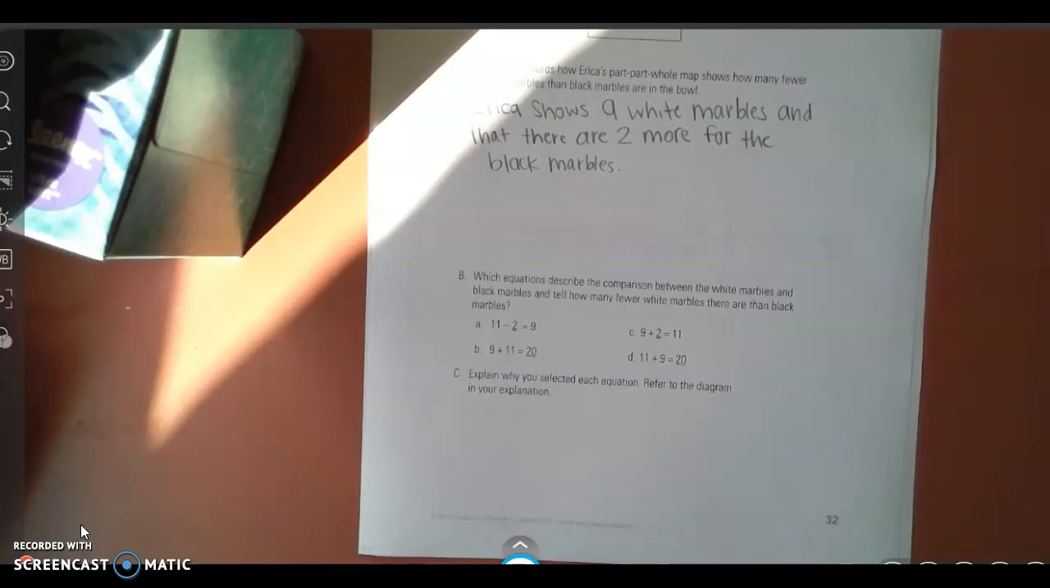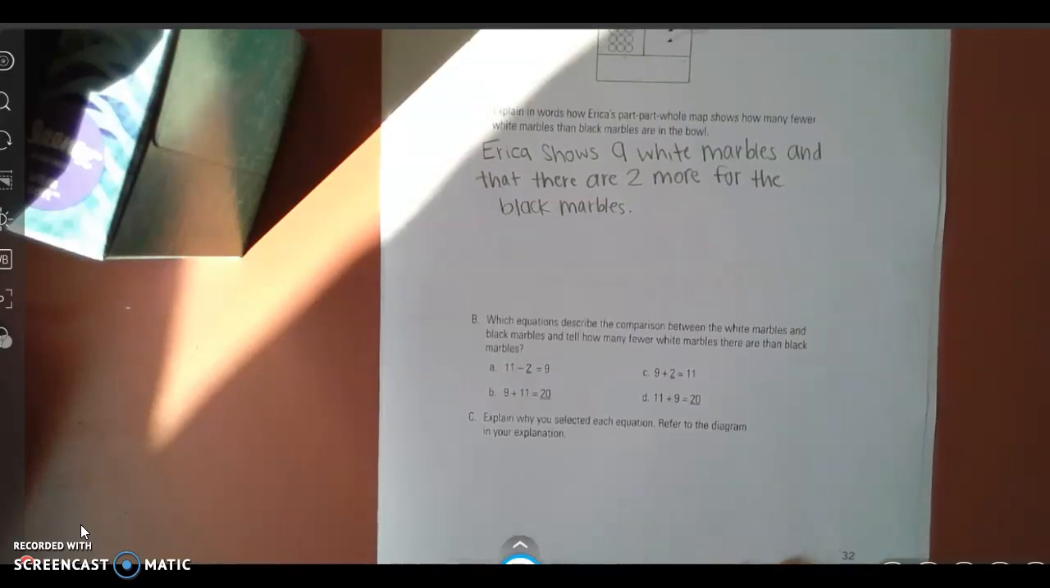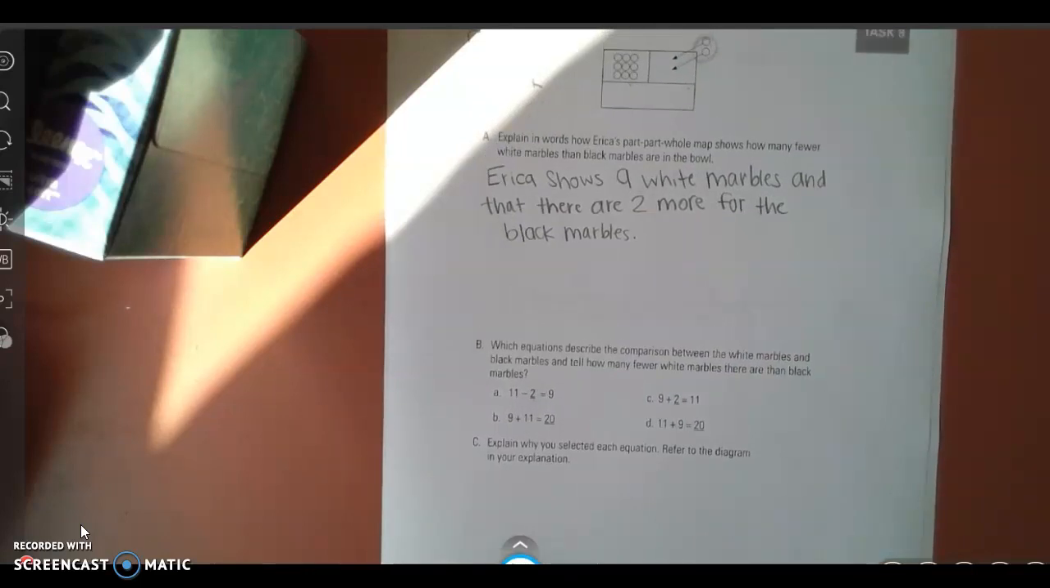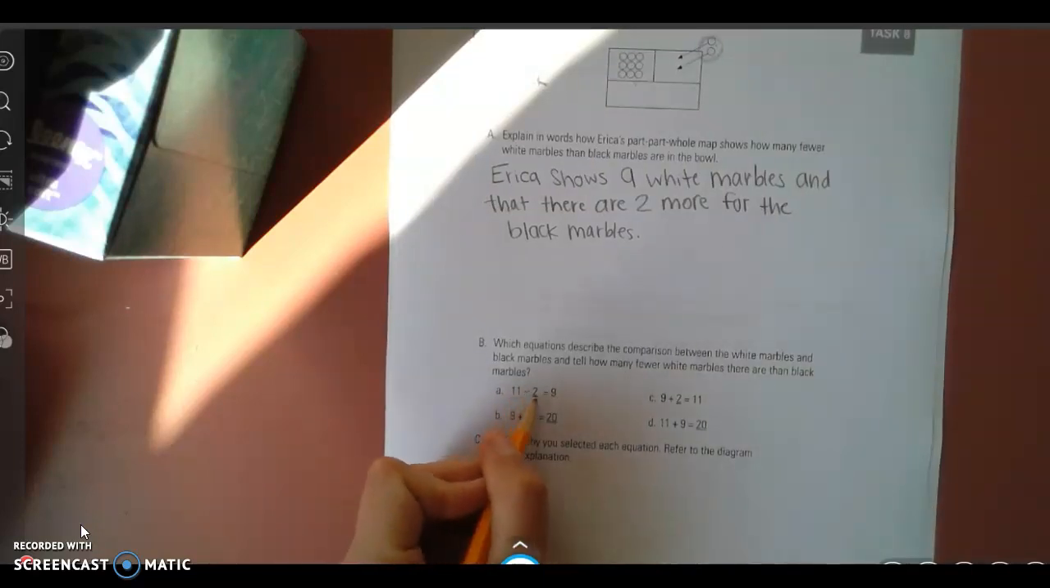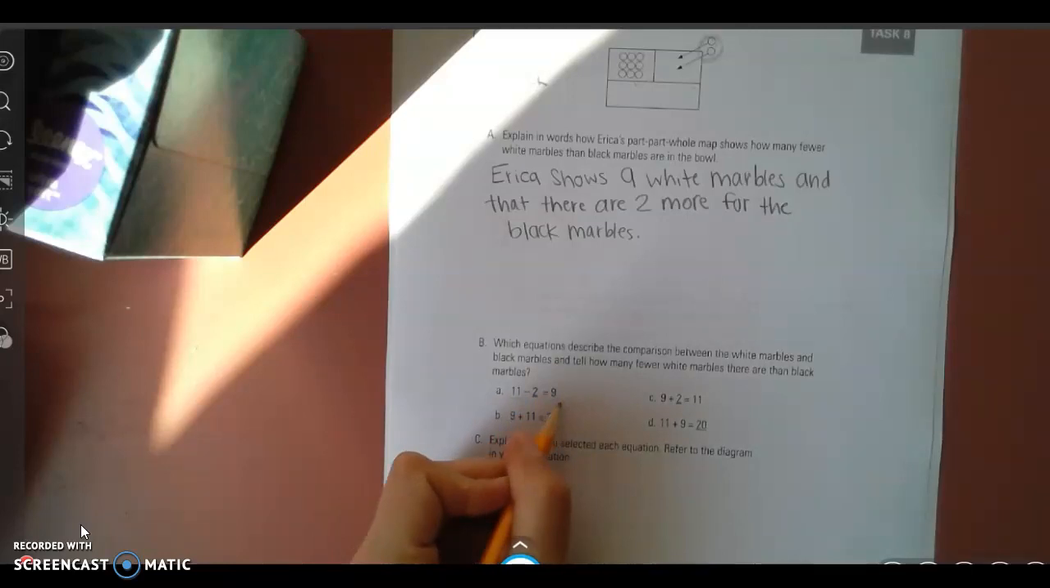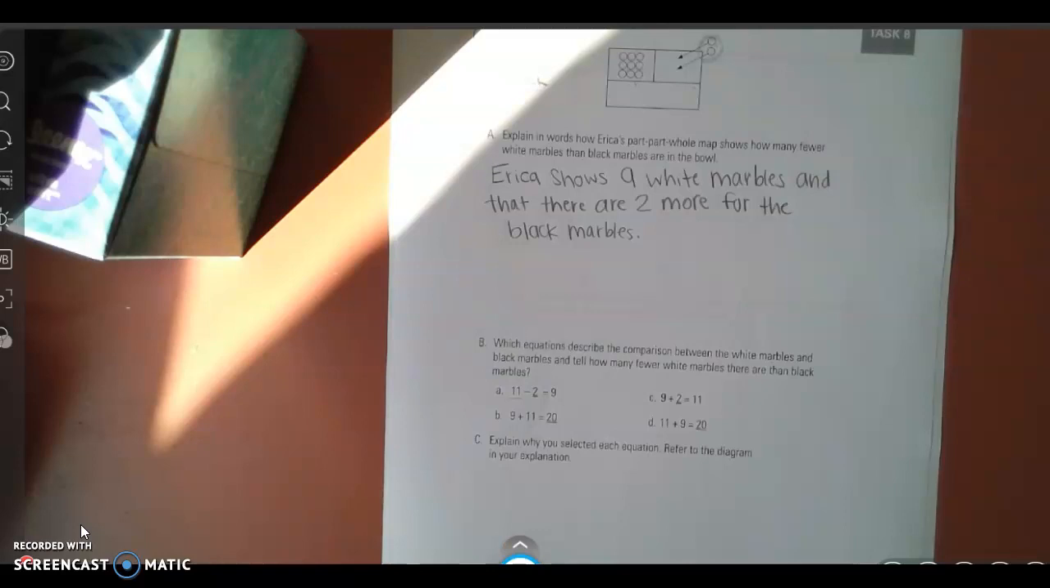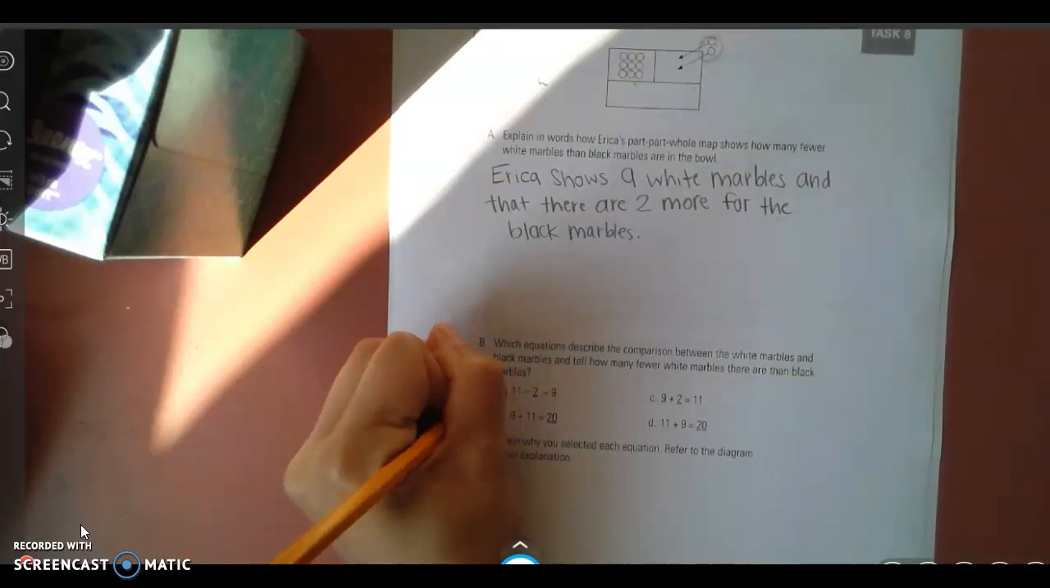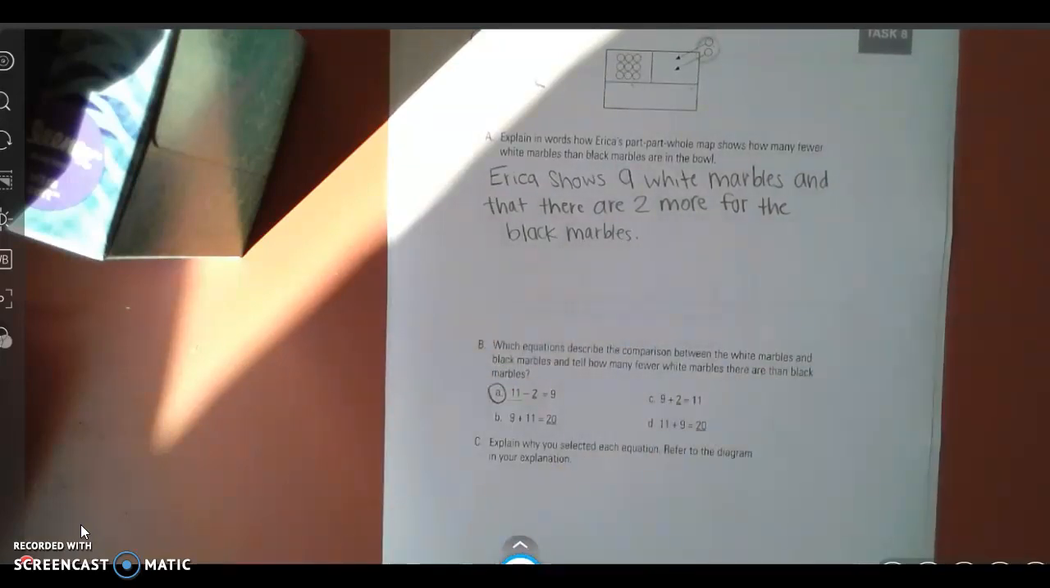So let's look at the first one, number A. 11 minus 2 equals 9. Do you think that matches with our equation in our story? So if we have 11 black marbles and we take away 2 of those, then we know we have 9 white marbles. I think that could work. It does explain that the answer is 2. That's underlined there. If you can't see that on mine, you could see it on yours.